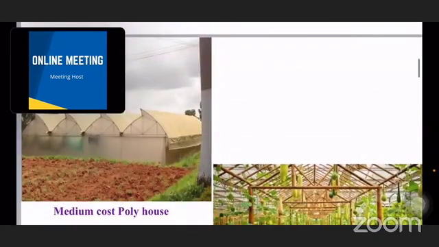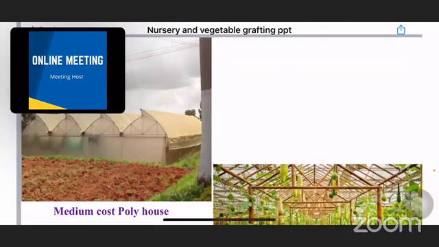And these are the medium cost polyhouses. Usually in our South Indian condition, farmers are practicing medium cost polyhouses. In this medium cost polyhouse, cooling pads and an exhaust fan system will be available. But without automation, these medium cost polyhouses will be running.